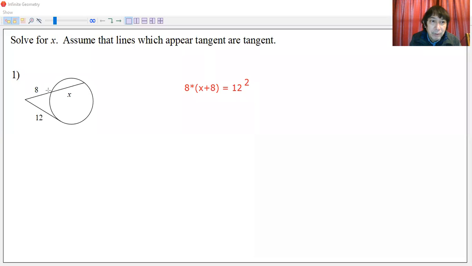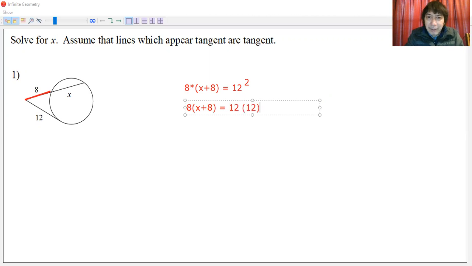We're talking about this length here. So it's x plus 8, the entire length of the secant, multiplied by that exterior length 8, which is equal to the length of the tangent 12 squared. So that means 12 times 12. If we solve this, this is going to be 8 times x plus 8 is equal to 12 times 12.